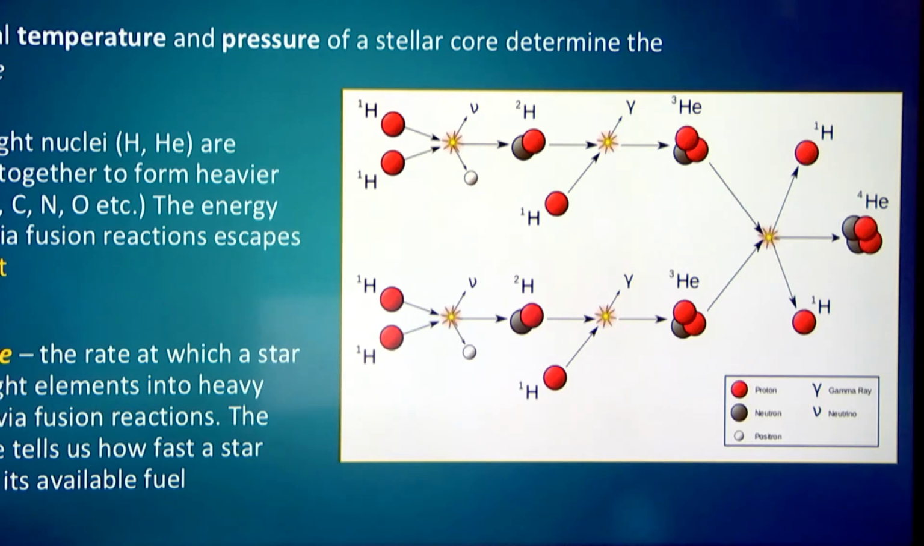The fusion rate, or the rate at which a star is converting light elements into heavier elements, is the thing that tells us how fast a star consumes its available fuel. So given the size of the fuel tank, the mass of the star, and the rate of nuclear reactions, the rate at which it's burning its fuel, we can calculate, or at least estimate, the lifetime of a star.